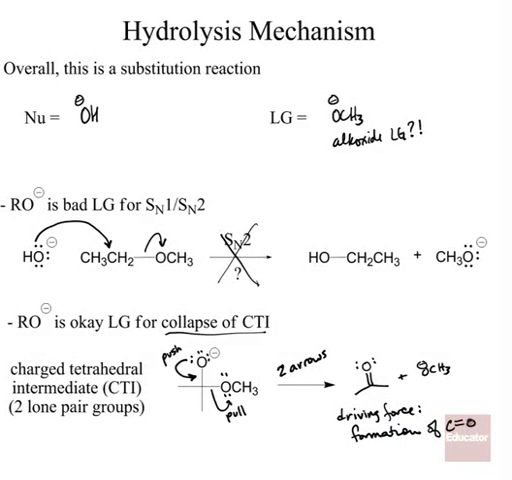What makes collapse of a CTI great, and that, again, you can see if you use those two arrows, is that pushing out of that leaving group forms a carbonyl in the process. And a carbonyl is a nice, strong, stable, resonance-stabilized functional group. So anytime we can form a carbonyl, that's always going to be a good mechanism.